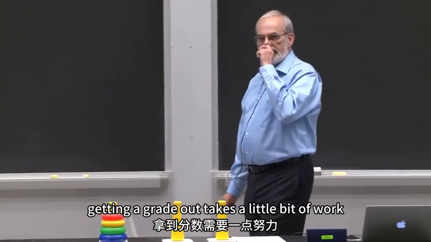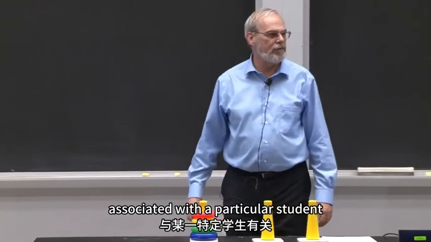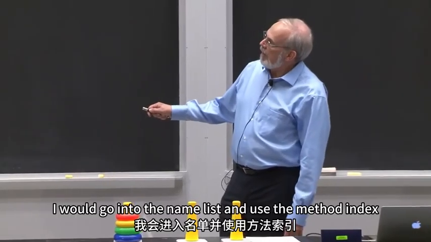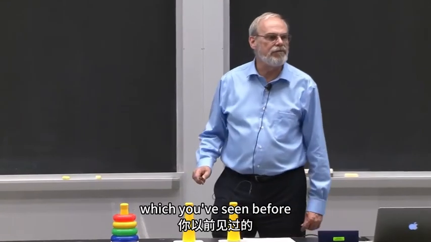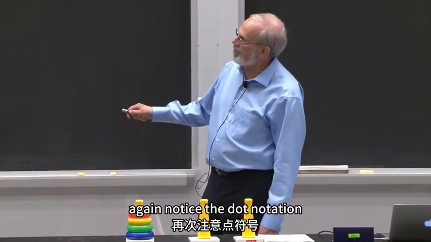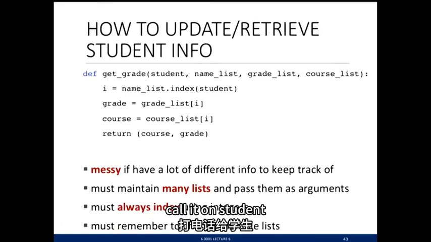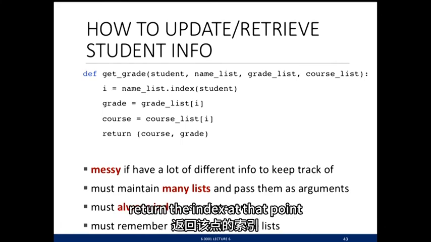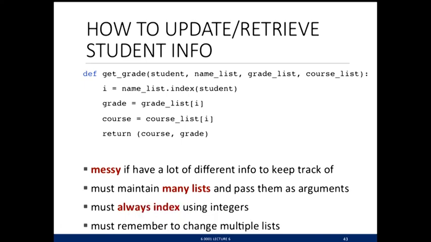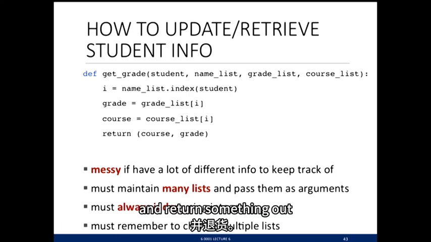Getting a grade out takes a little bit of work, because if I want to get the grade associated with a particular student, what would I do? I would go into the name list and use the method index, which you've seen before. Again, notice the dot notation. It says, this is a list, use the index method, call it on student, and whatever the value of student is, it will find that in the list, return the index at that point. And then I can use that to go in and get the grade in the course and return something out.